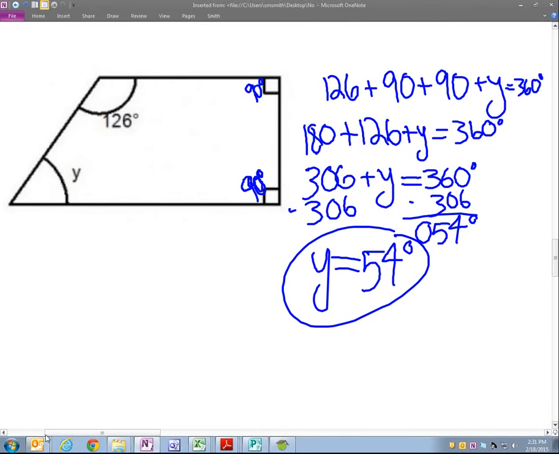So we have 4. It didn't have a label, so we had to write 90 in there because that's what that half square means.